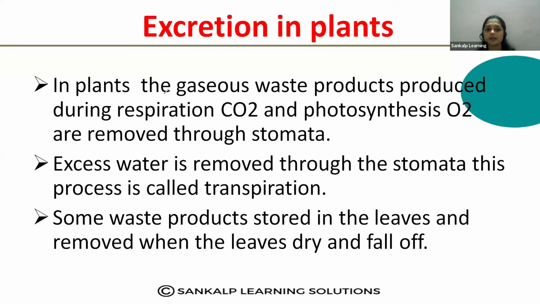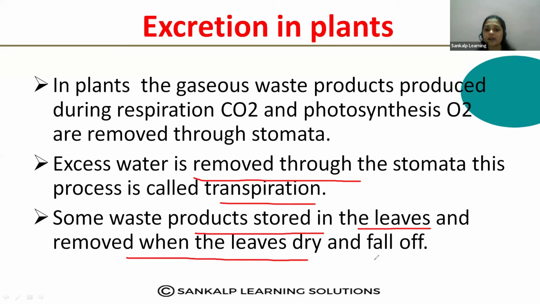Here some gaseous waste products are eliminated through the stomata. So carbon dioxide, which is released during the respiration process, and oxygen, which is released in the photosynthesis process, are not needed by the plant at that time. So carbon dioxide and oxygen are eliminated through the stomata. Then excess water is also removed through the stomata, which is called transpiration. And some waste products are stored in the leaves and removed when the leaves are dry and fall off.